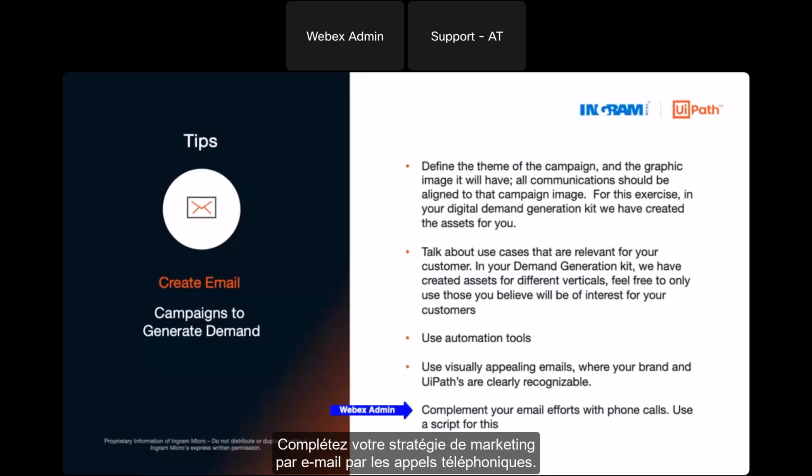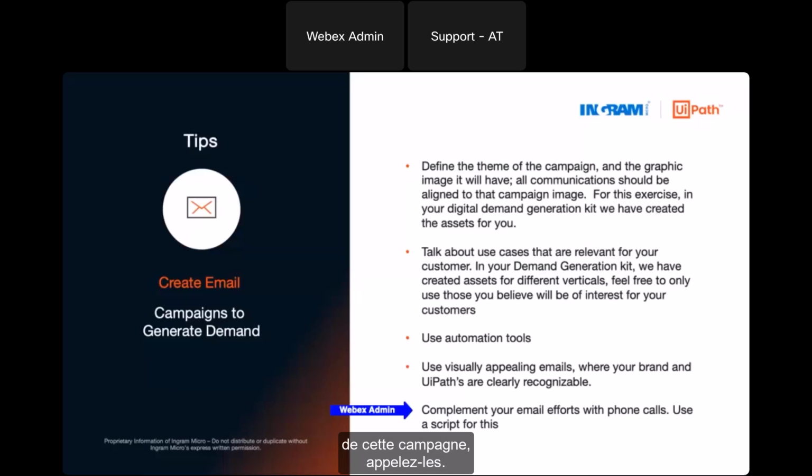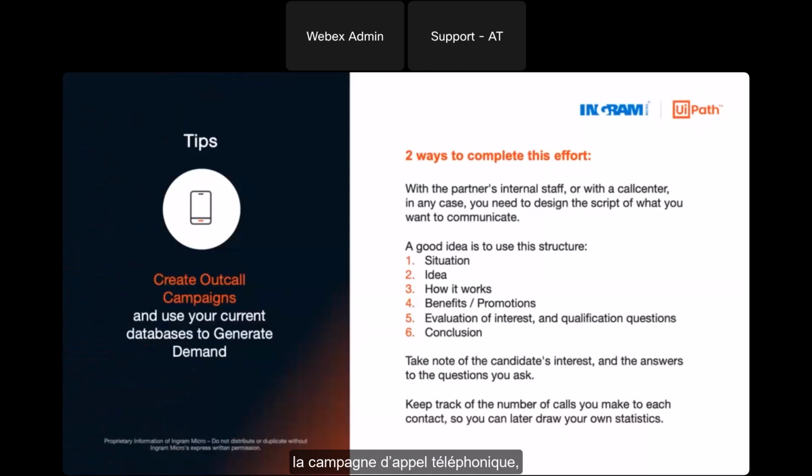And complement your email marketing strategy with phone calls, right? Again, all the customers that perhaps not only open the email, but click on the link or submitted the landing page that you included as part of this campaign, call those customers, right? And this takes us to the next strategy, that's an outcall campaign strategy, right? Again, as part of the same effort, the same strategy, or maybe a very focused strategy around outcall campaigns, right?